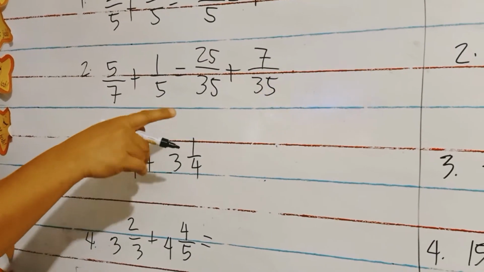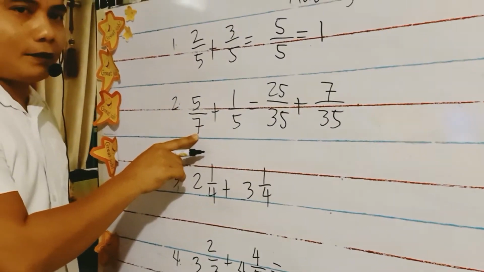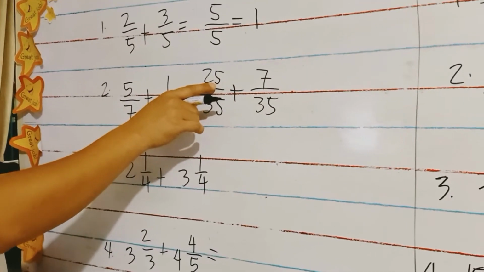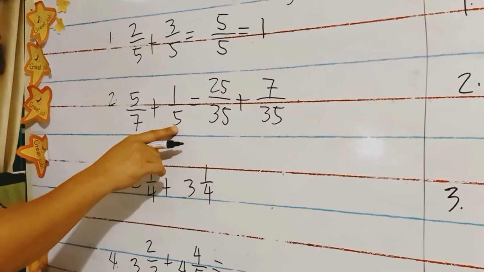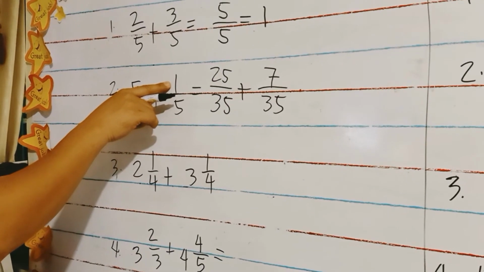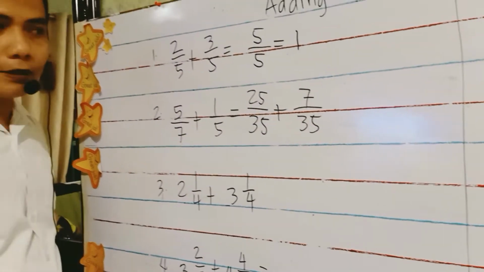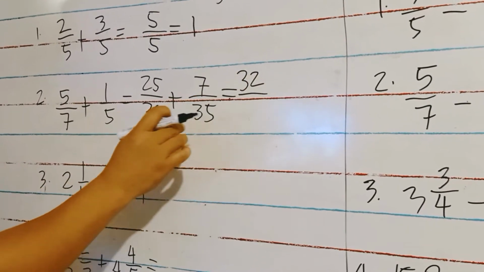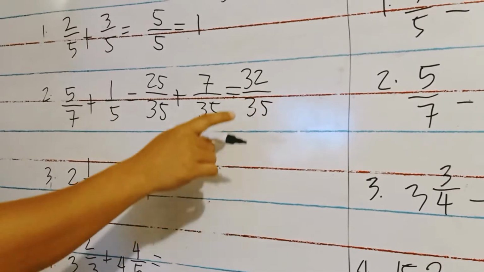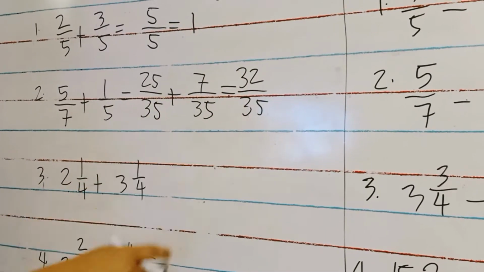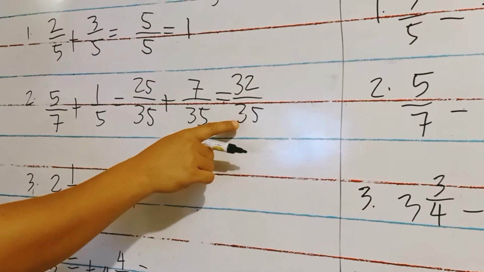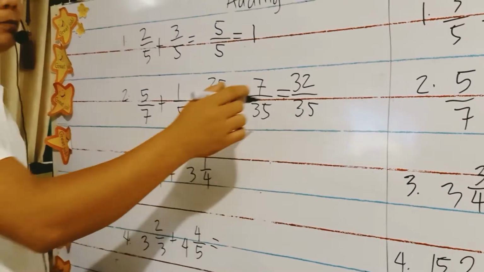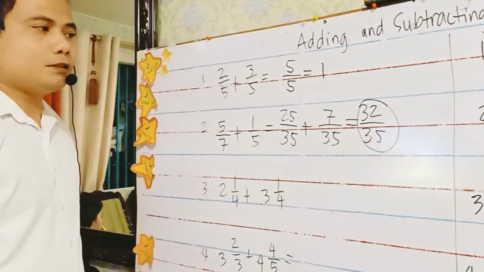Nakuha? Ulitin natin. 35 divided by 7 is 5. Tapos, i-multiply nyo sa numerator, kaya naging 25. 35 divided by 5 is 7. Multiply natin sa taas. 7 times 1, kaya naging 7. Okay? Now, let's add. 25 plus 7 is 32. Copy 35. Now, naka-lowest term na ba yung 32 and 35? Yes. Kasi ang factors ng 35 ay 7 and 5, while 32 is 8 and 4. So, wala silang common. That is already final answer, naka-lowest term.